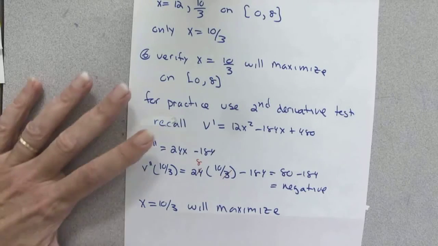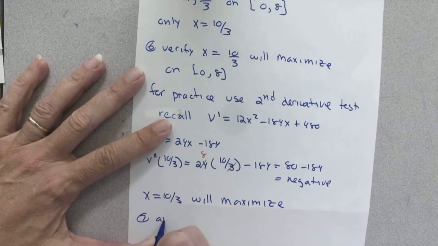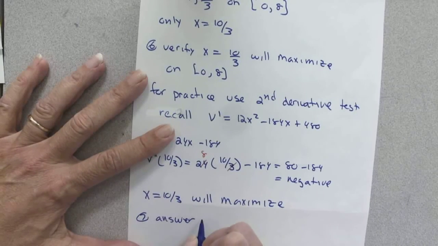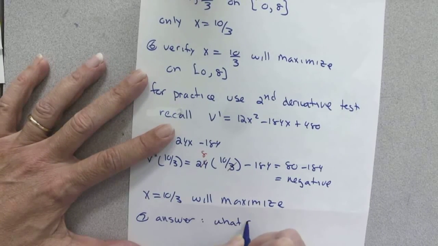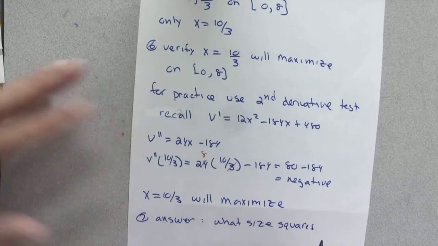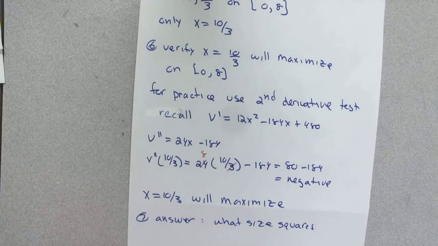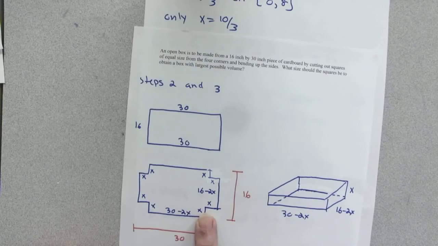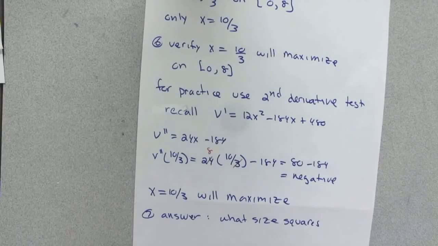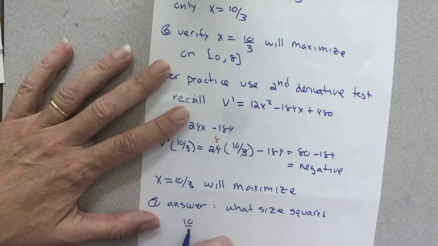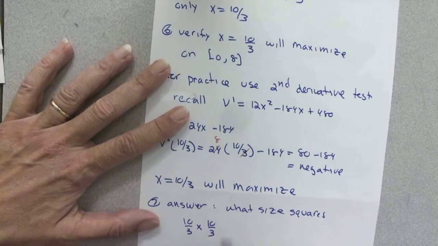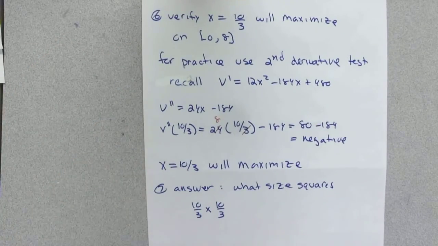Then answer the question. Answer. What size squares? And I'll go way back to our picture. X was the size of the squares. So 10/3 by 10/3. And that's our last optimization problem. So that's the end of this video and the end of this lecture and the end of this section.